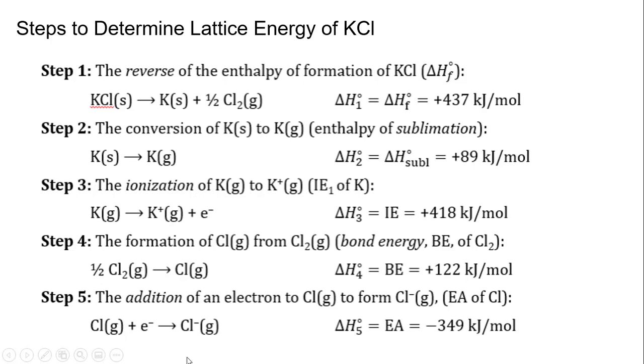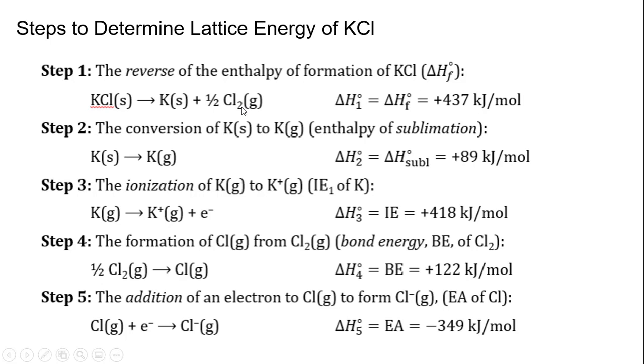Once you understand the 5 steps, then you'll understand what you need to look for. And all it is is getting the values and then adding them all together. That's it. Nothing difficult. You've done far more than this up to this point. So we're going to take the reverse. The key thing is the reverse of enthalpy of formation. So it's going to be the opposite sign.